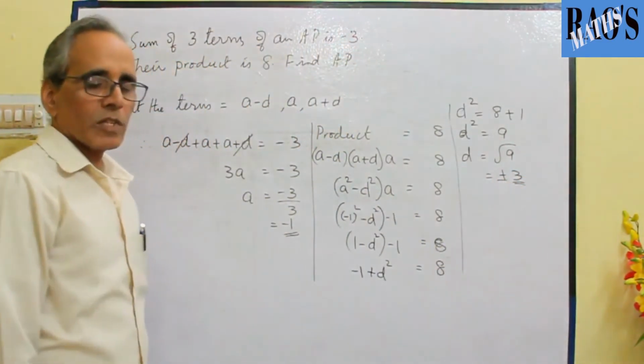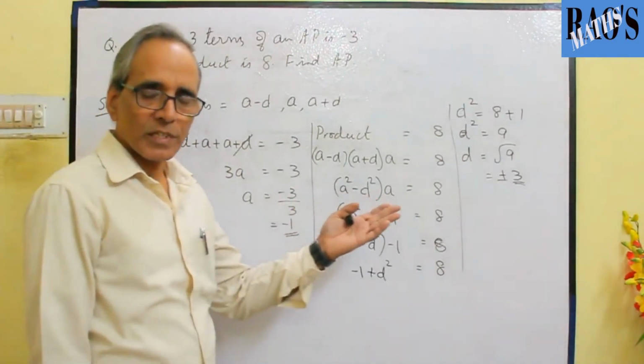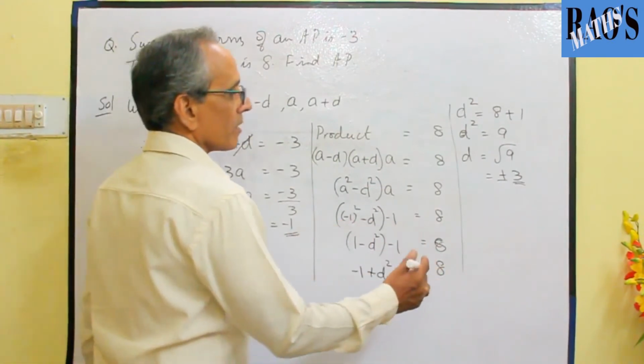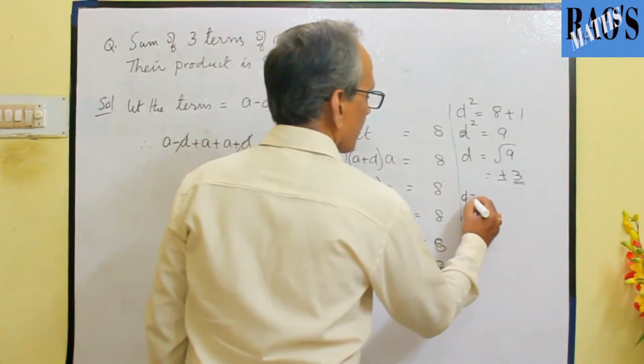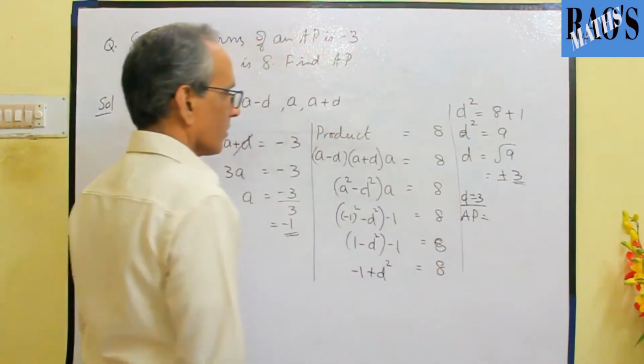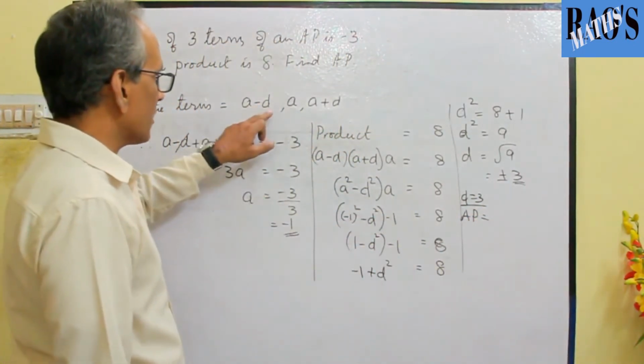If I take positive 3, the AP is different. Negative 3, the AP is different. Let's write both the APs. If D is 3, the AP, D is 3.